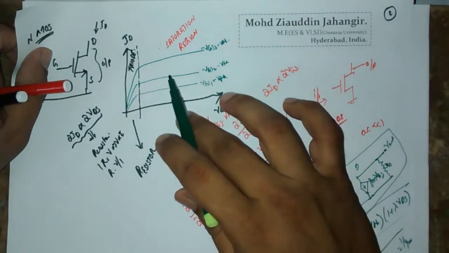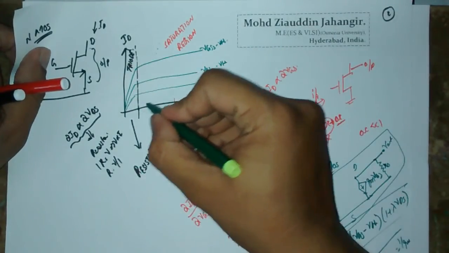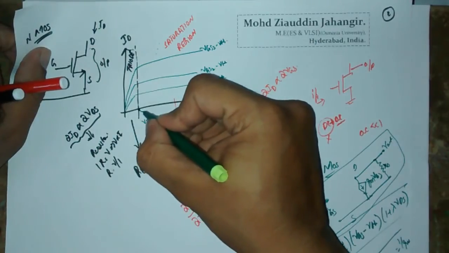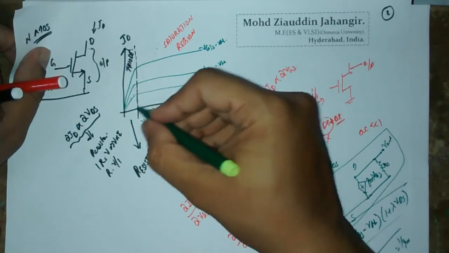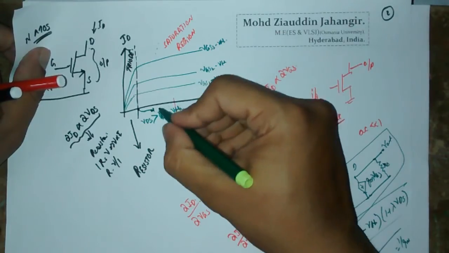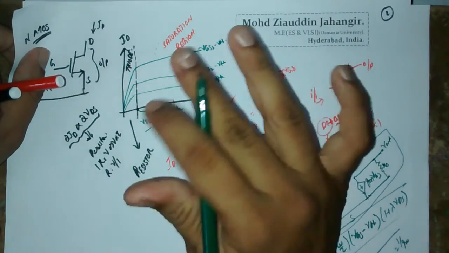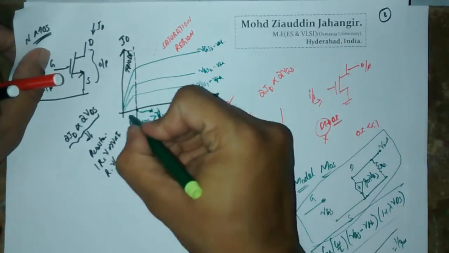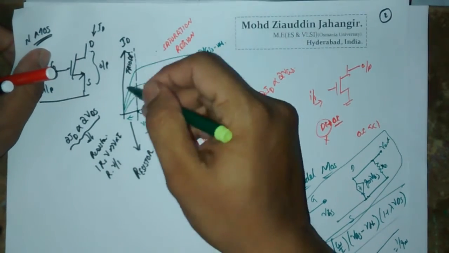Okay, so therefore what is the condition of saturation? The condition of saturation is this point. That means for VDS greater than this value, what is this value actually? This value will be VGS minus VTH. If your VDS is greater than VGS minus VTH, only then you can say your transistor is in saturation. If it is less than VGS minus VTH, then your transistor will be in the triode region.